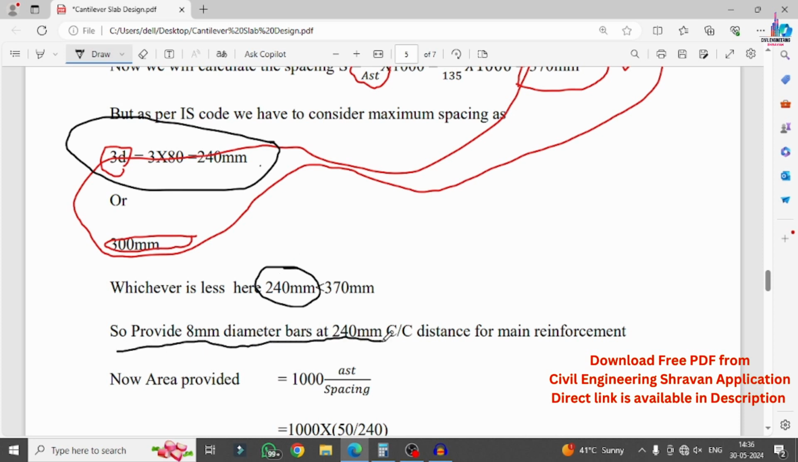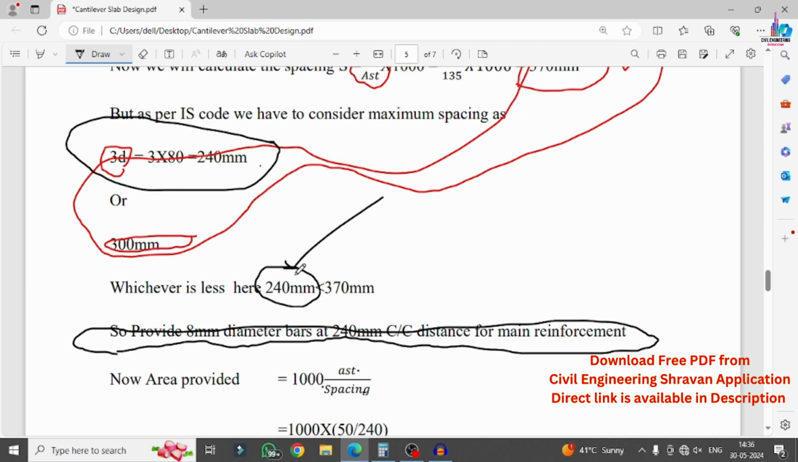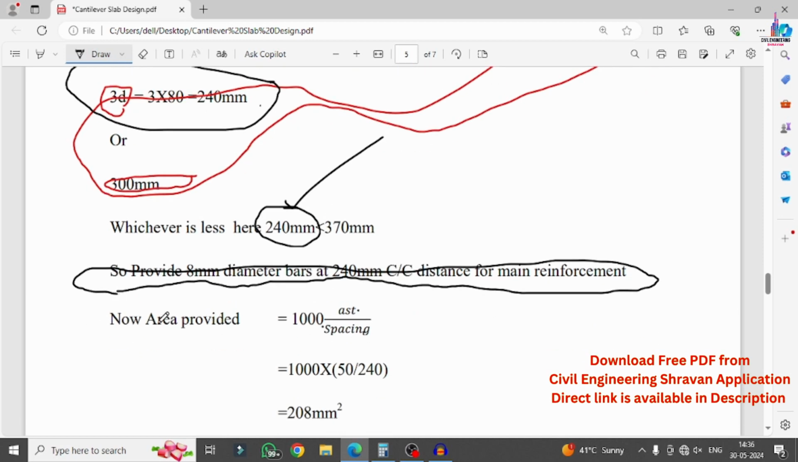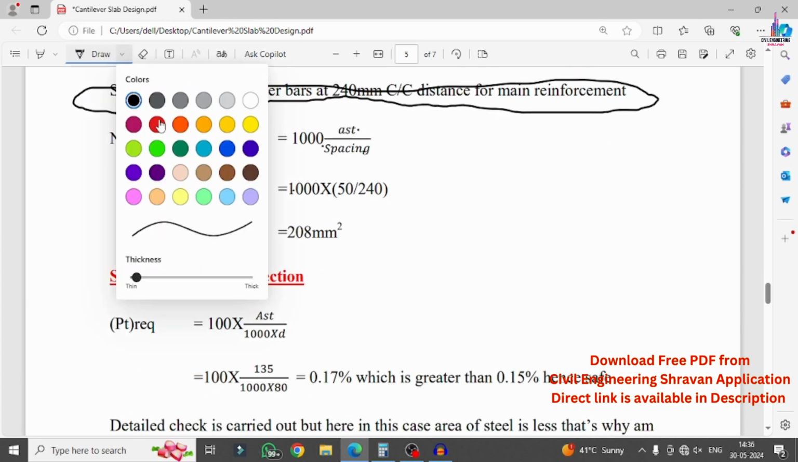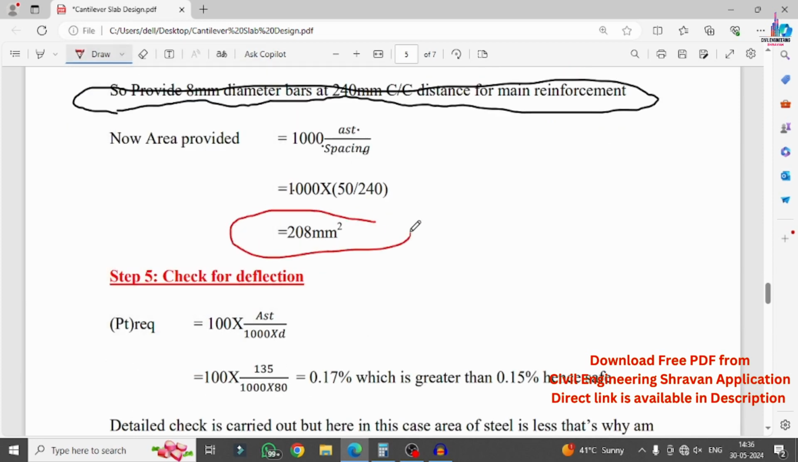Okay, now we will calculate the Ast provided for that particular steel, 1000 into ast divided by spacing. Why? Because we have fixed the spacing here as 240. Now we calculate Ast provided, 1000 into 50 by 240, which is approximately equal to 208 mm square here. Now you can see this is the 208 mm square value which is provided for this particular slab section as per the main steel reinforcement.